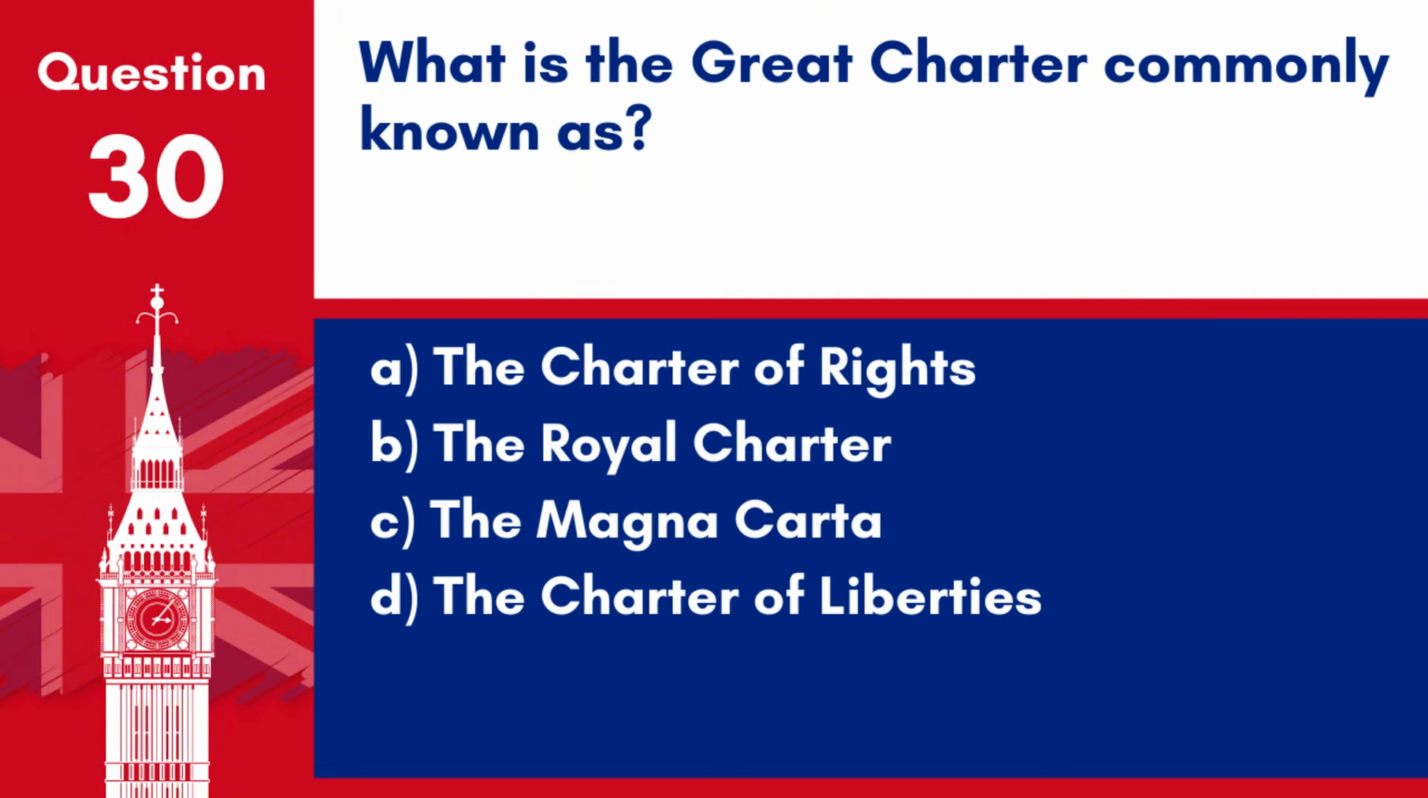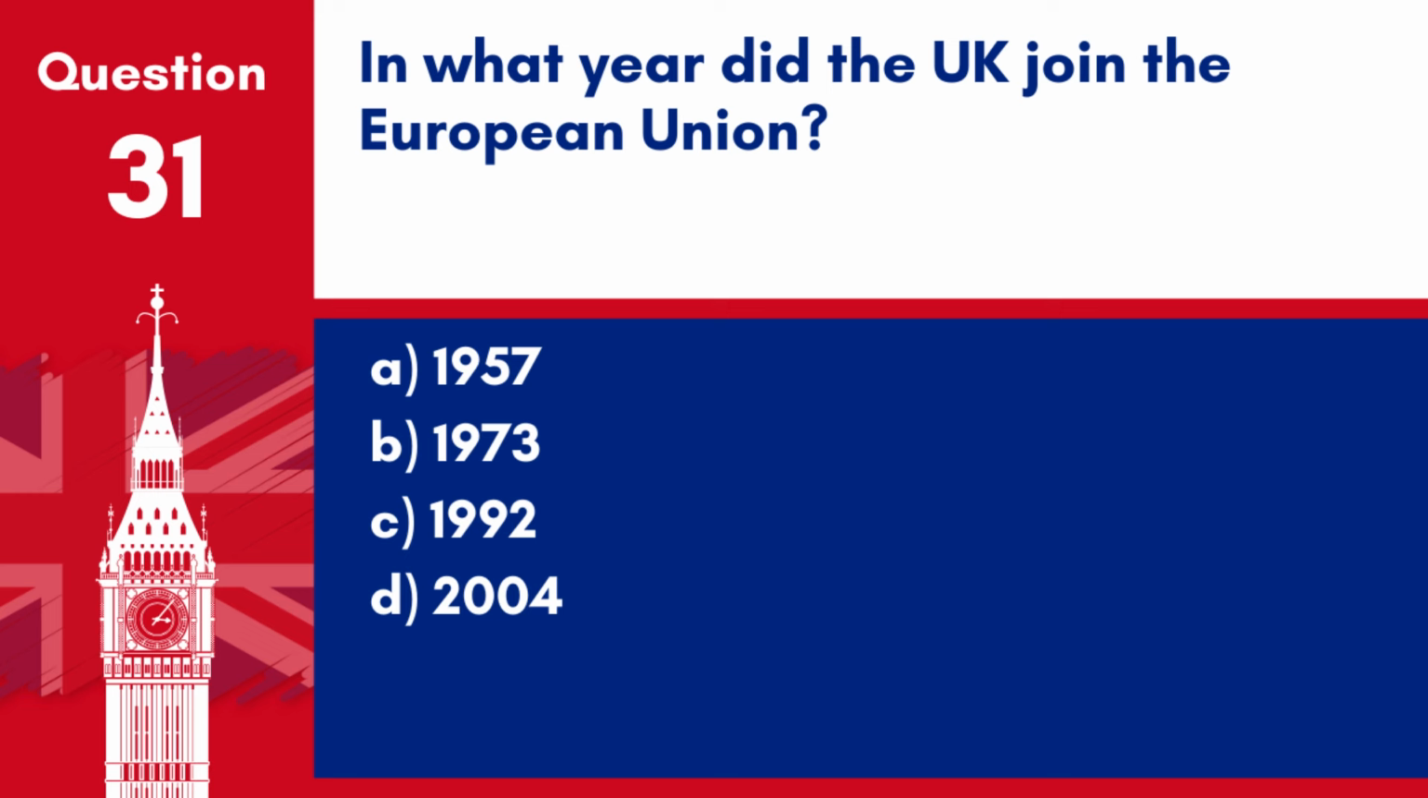Question 30. What is the Great Charter commonly known as? A. The Charter of Rights. B. The Royal Charter. C. The Magna Carta. D. The Charter of Liberties. Answer. C. The Magna Carta. The Magna Carta, signed in 1215, is a foundational document that established principles limiting the king's power and ensuring certain rights.